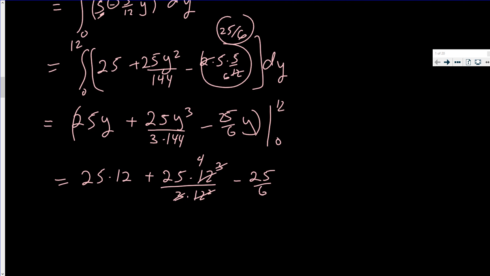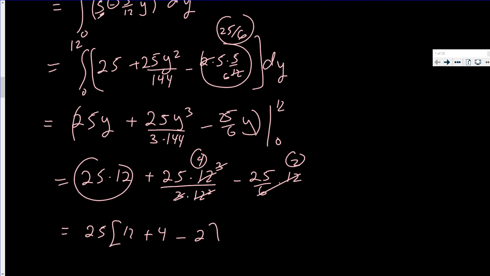And 3 goes into 12 4 times. Minus 25/6 times 12. And 6 goes into 12 2 times. Now, I notice everything is being multiplied by 12. So I'm going to have 12 of them plus 4 more 12s, 4 more 25s, minus 2 25s. 12 minus 2 is 10, plus 4 is 14. And 25 times 14 is 350. Okay, so that is going to be the volume.